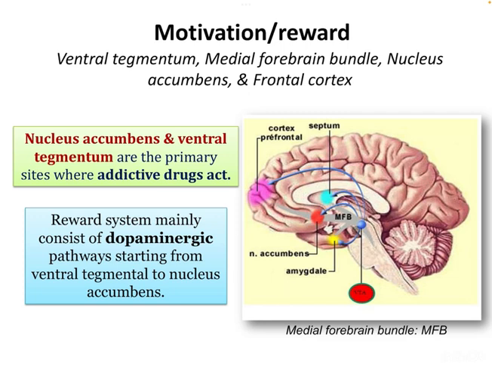So there's a ventral tegmental area and nucleus accumbens, which is connected with the ventral tegmental area by medial forebrain bundle, and finally there is also a link to the frontal cortex. So nucleus accumbens and ventral tegmental area are the primary sites where addictive drugs act, and this mediates the pleasure and rewarding experiences. Reward system mainly consists of dopaminergic pathways starting from ventral tegmental area to nucleus accumbens.